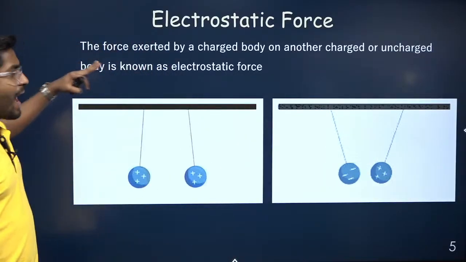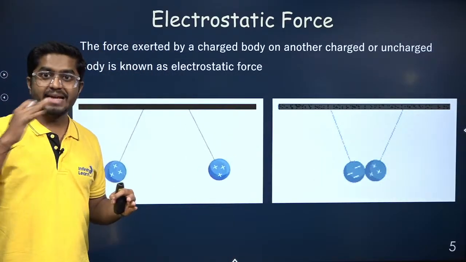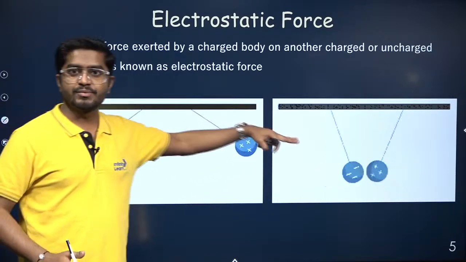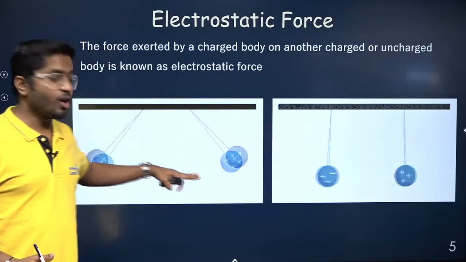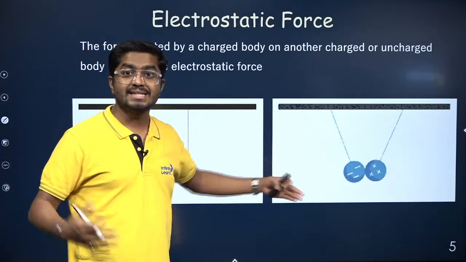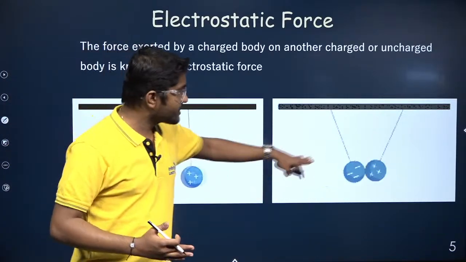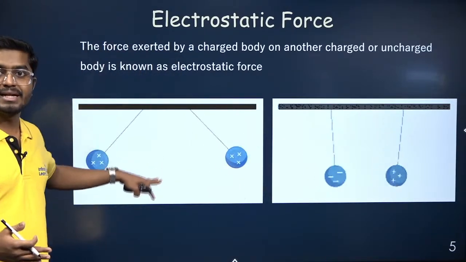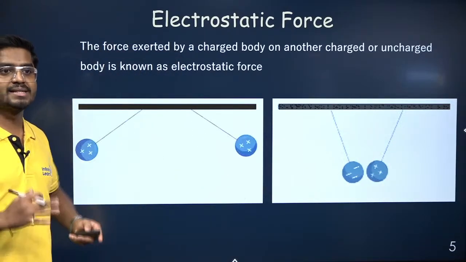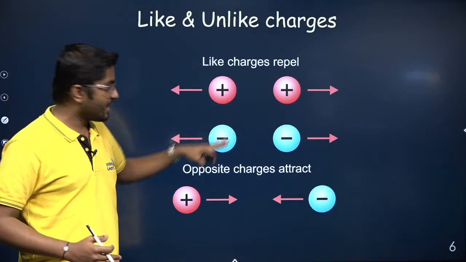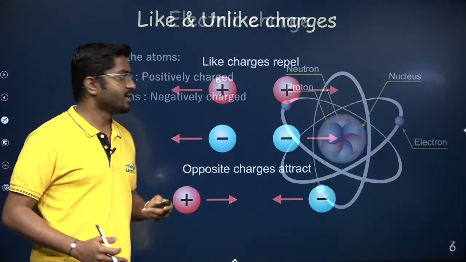Now, how do we produce this electricity? In grade 8, you must have learned that there are two types of charges. Like charges repel each other, and unlike charges attract. If it is positive and negative, they will attract. Both positive or both negative, they will repel. You have learned this, correct?